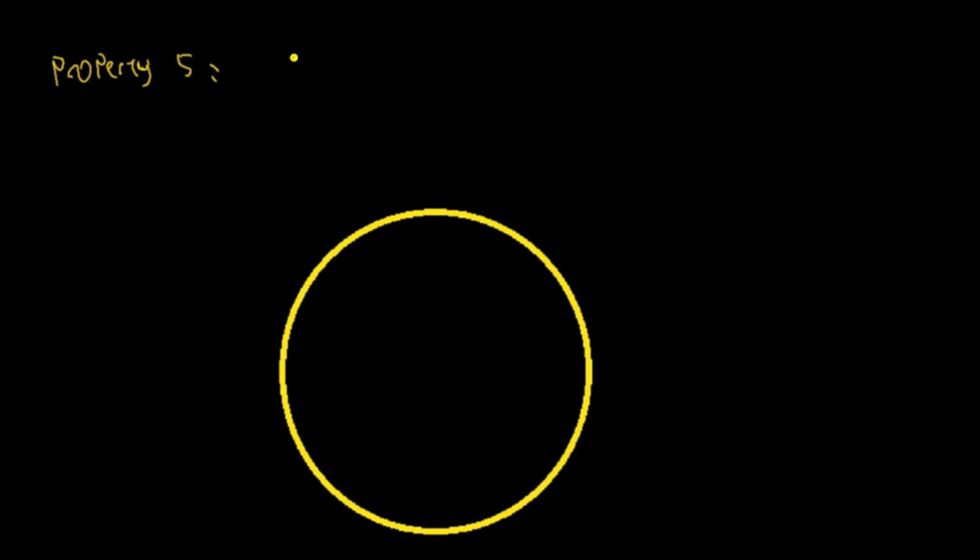And this is called the alternate segment theorem. So what is the alternate segment theorem? What it's saying is that the angle between the chord and the tangent is equal to the angle in the alternate segment. So first of all, let me draw something first.